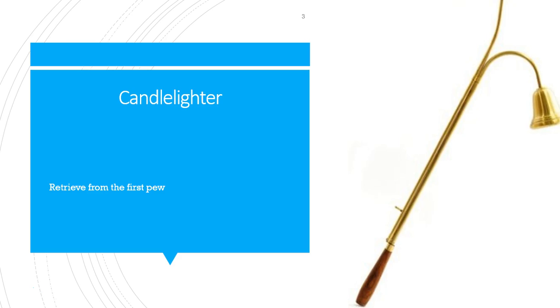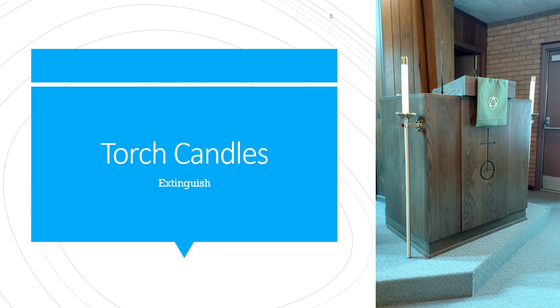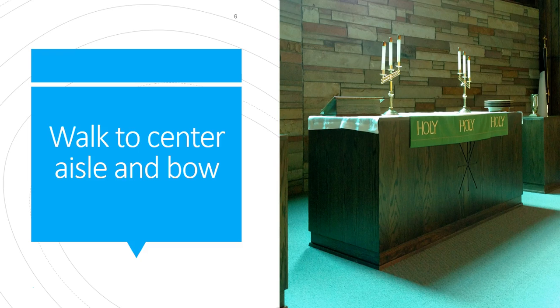So the first step is for you to leave the Acolyte bench and retrieve your candle lighter from its holder in the first pew. And you'll walk to the center aisle and you'll look up at the cross and bow. Then you'll head over to your right towards the pulpit and extinguish the torch candles. And then you'll head back to center aisle, look up at the cross and bow.